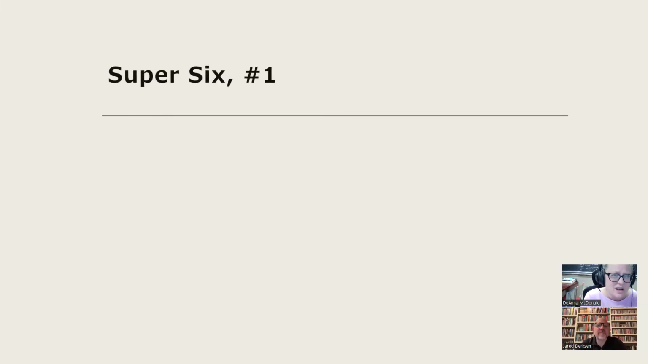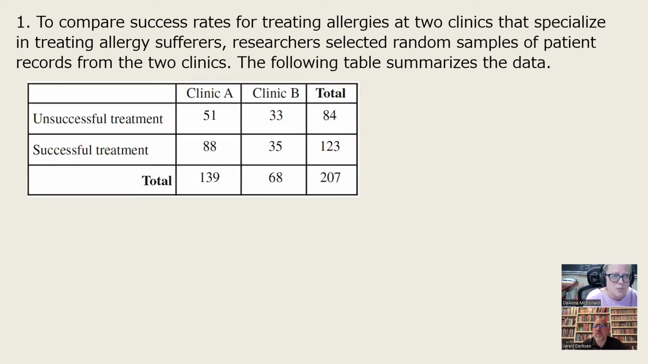Okay. All right, so Jared calls this a super six. So this is completely and totally his baby. He created this from previous AP Stat exam questions and made it a little bit more substantive. And so that's where this comes from. So this is the first question. We're comparing success rates for treating allergies at two clinics. These clinics specialize in treating allergy sufferers, and researchers selected independent random samples of patient records from these two clinics. And then the table summarizes the data.